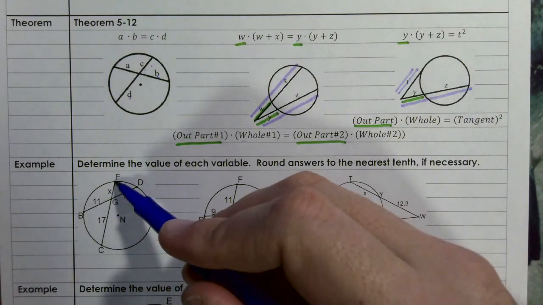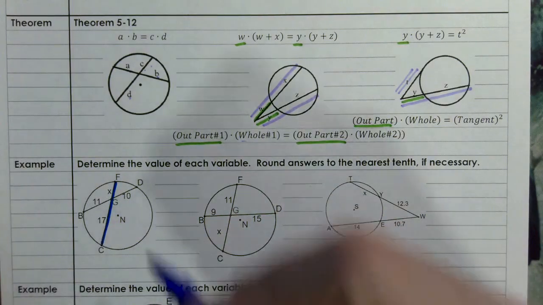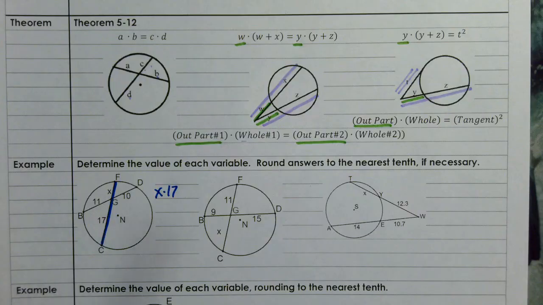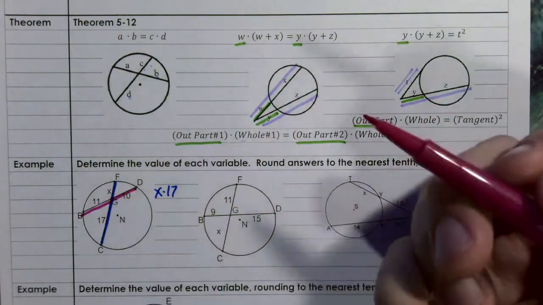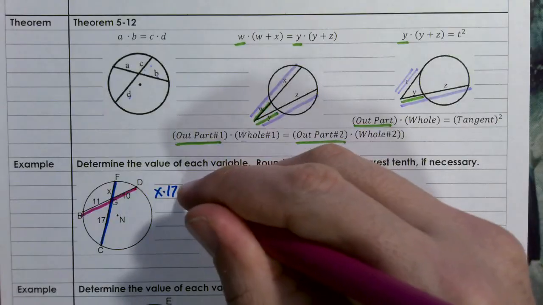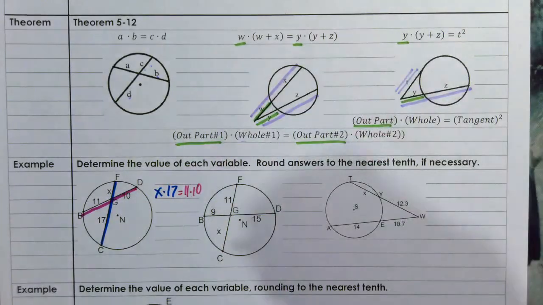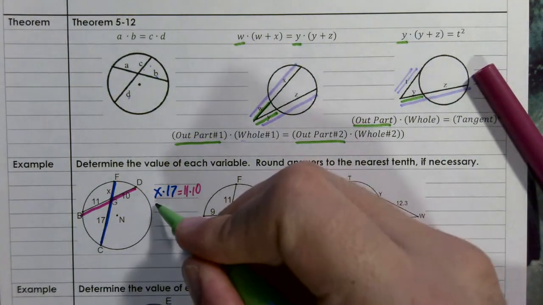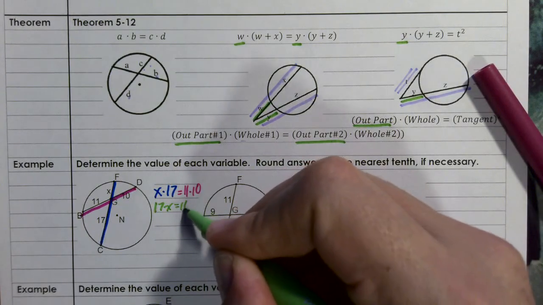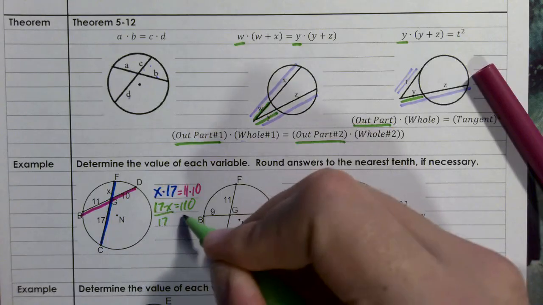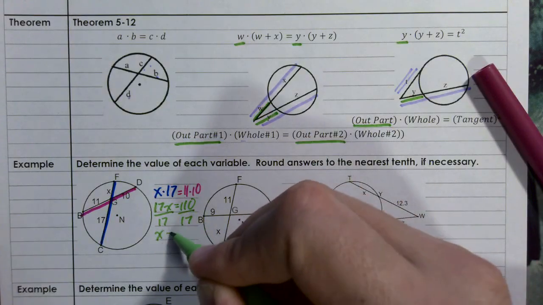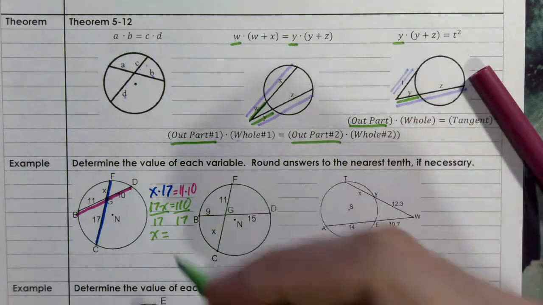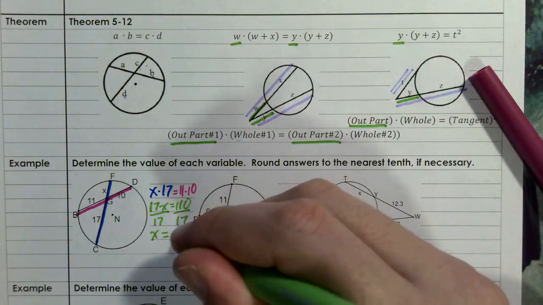In this example, I've got this line, so that is x times 17, that's got to be the same as these two being multiplied together. So that 11 times 10. So if I solve that equation, I end up with 17x equals 110. I divide both sides by 17, and x equals 110 divided by 17, which is about 6.5.